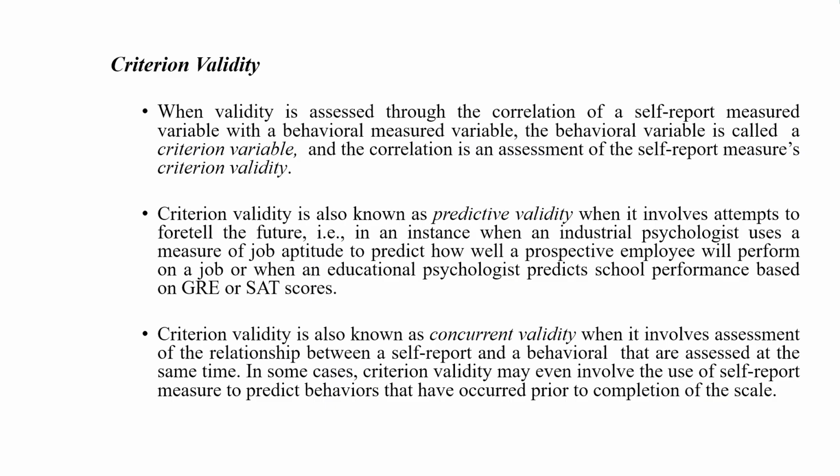Criterion validity can also be referred to as concurrent validity when two or more measures are taken at the same time and we look at how they are related to each other. In some cases, criterion validity may even involve the use of self-report measures to predict behaviors that have occurred prior to the completion of the scale. So, you will get some estimate about this.